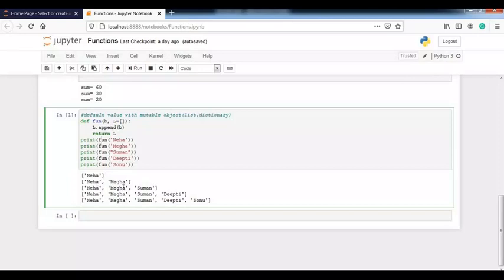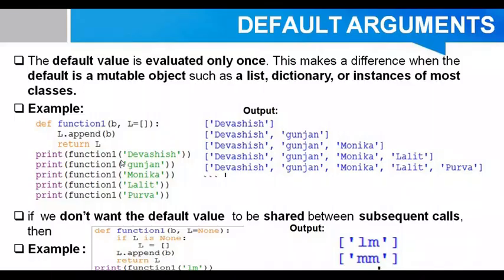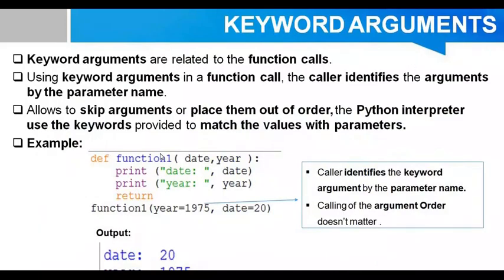Now next is keyword arguments. So next is your keyword argument. It is the third one. Keyword arguments are related to your function calls. So let's see. Keyword arguments can be recognized based on the keywords. These arguments do not follow their positions, that is, the position of arguments can be varied. So here it is a new thing about keyword arguments.